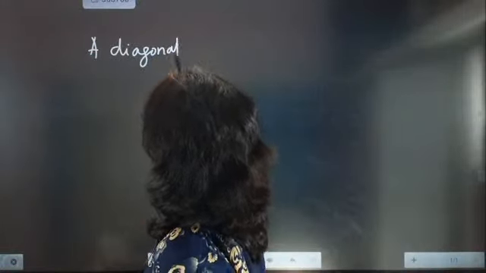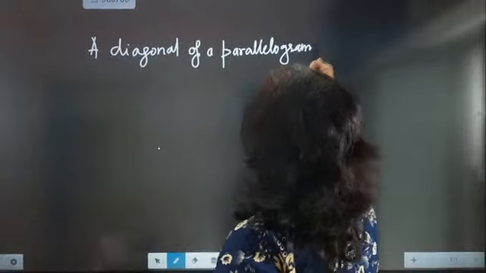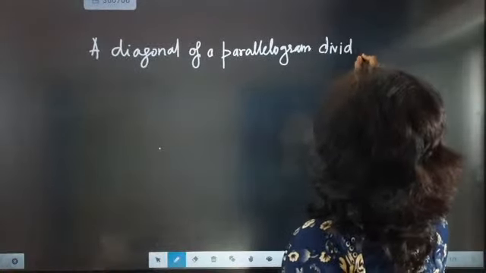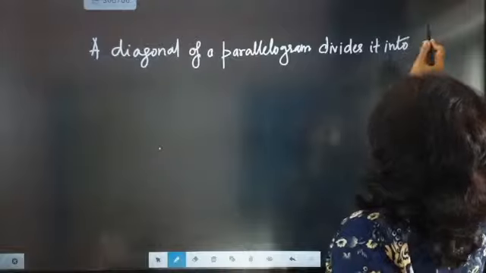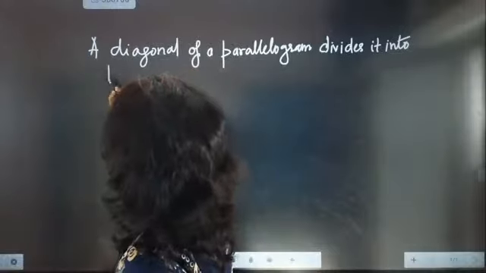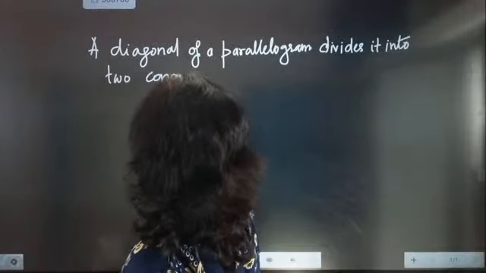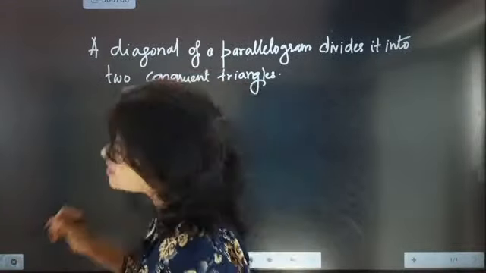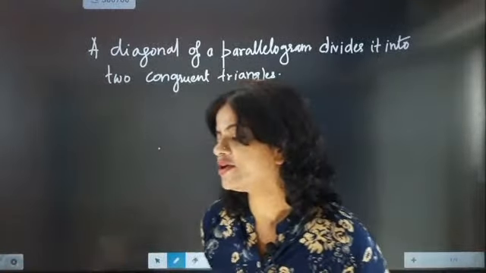The first theorem for revision says: the diagonal of a parallelogram divides it into two congruent triangles. The diagonal of a parallelogram divides it into two congruent triangles.